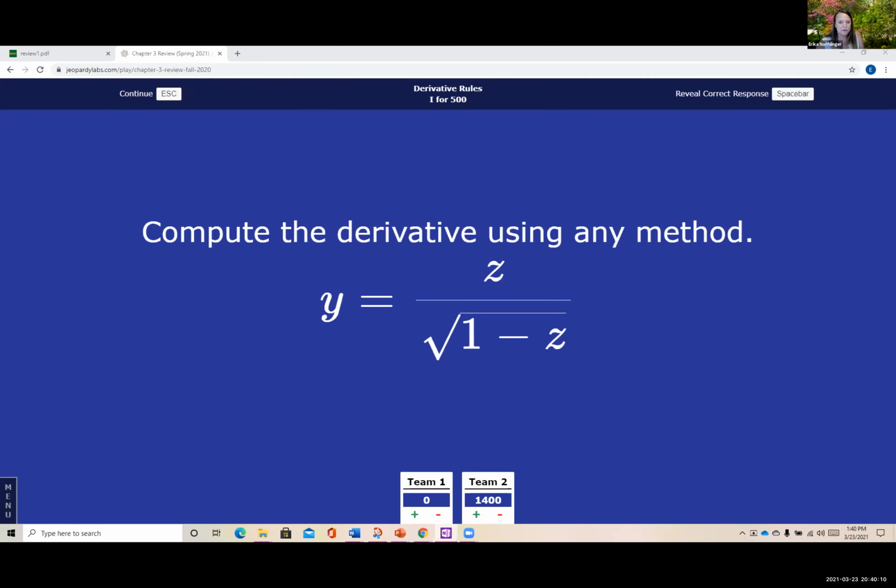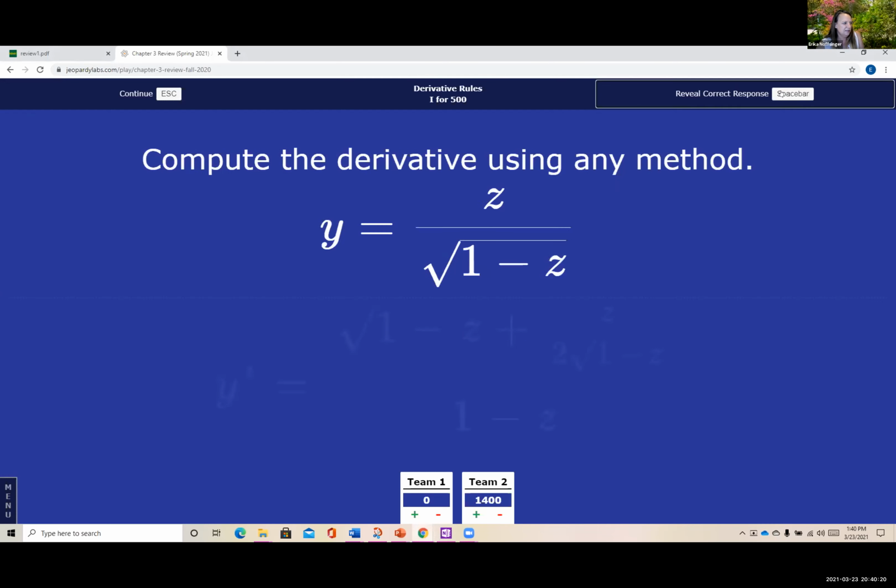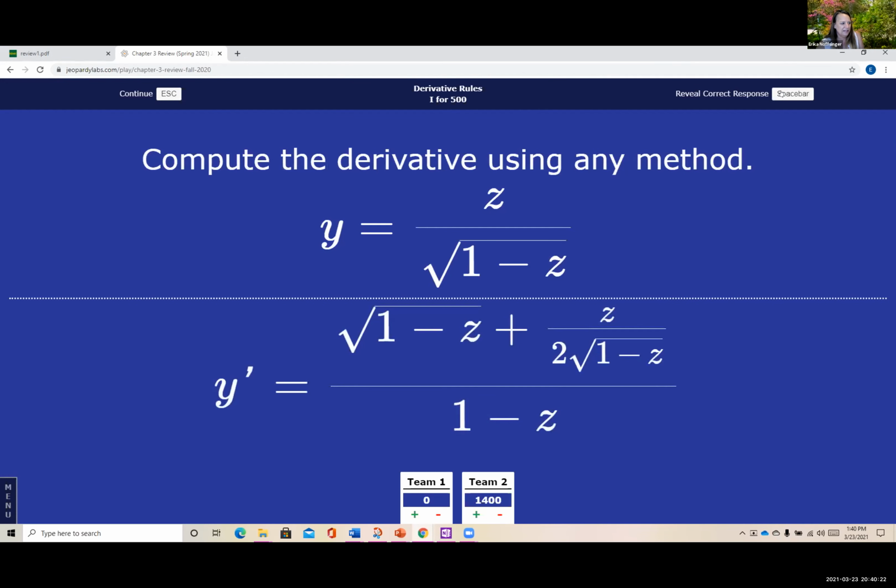Okay, so this is the first time that we've gotten different answers. And so looking at this, let's see what the correct answer is. And it's definitely not in the form that I put it in, but this says 1 minus z plus z all over 2 square root of 1 minus z all over 1 minus z. They should have put this in. Let's clear our complex fraction.